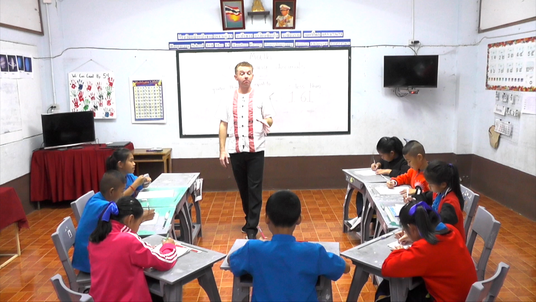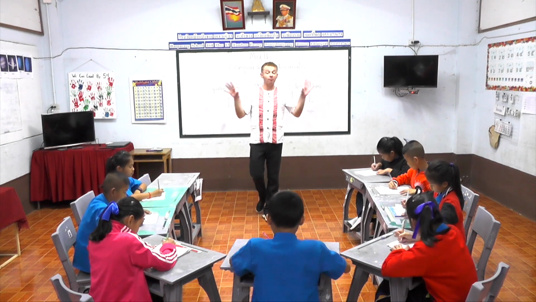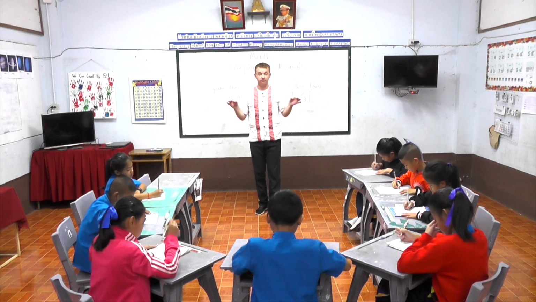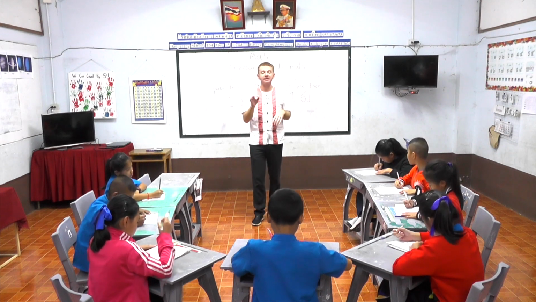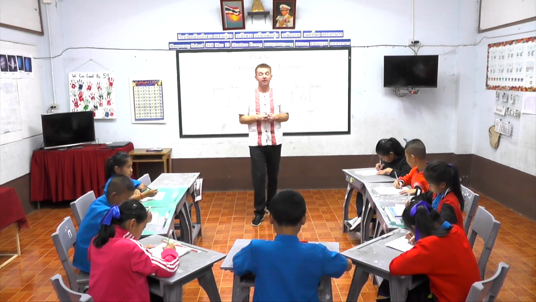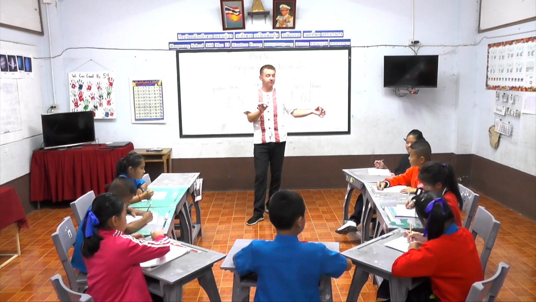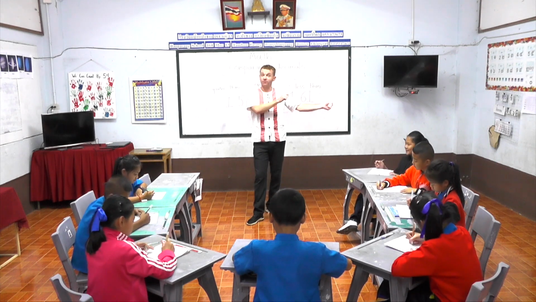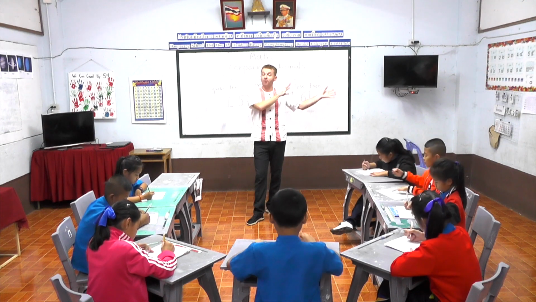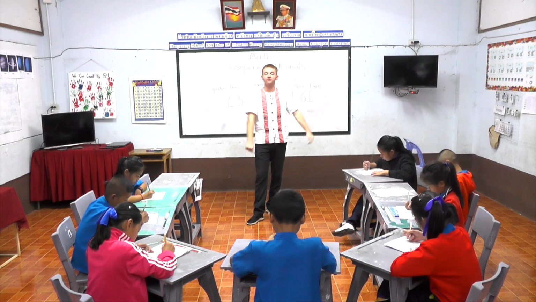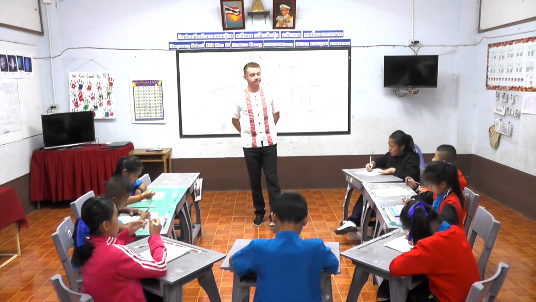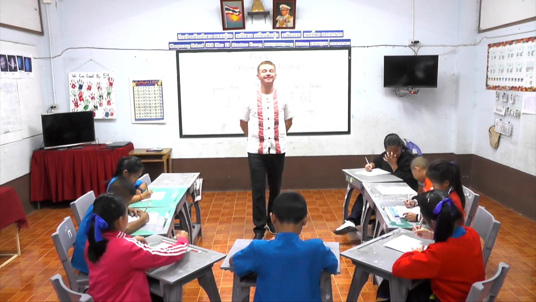So have a look at the numbers, guys, in the left-hand and the right-hand columns. And then, when you've compared them, write the correct symbol. Remember, if the ones are the same, move on to the tenths. If the tenths are the same, move on to the hundredths. If the hundredths are the same, move on to the thousandths. And that's how we can compare decimals.